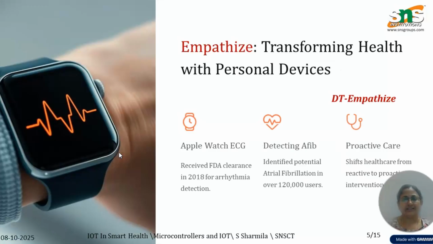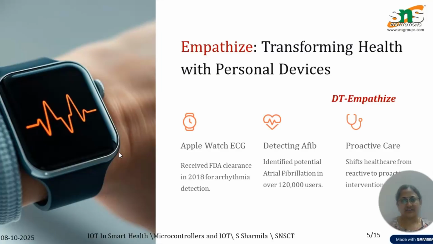Devices like the Apple Watch ECG have made a huge impact since 2018. With FDA clearance, it can detect arrhythmias and even identify atrial fibrillation in thousands of users. So, this makes a shift from reactive care to proactive health monitoring, where users take early action before problems occur.